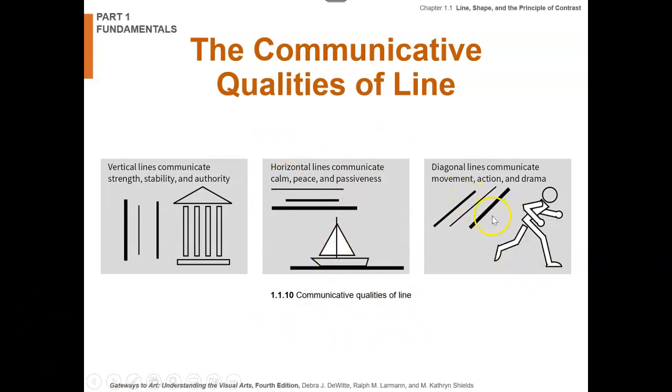If we're looking at comics and stuff like that, you see a lot of diagonal lines. It's communicating movement and action. And so when we're doing our analysis, we're thinking about, okay, what type of line are we looking at and what is it communicating? Or what type of line is the artist using and what is the effect? What is it creating?